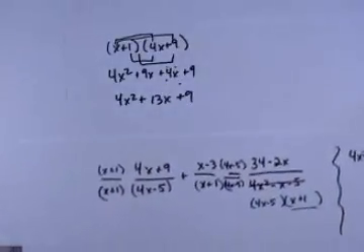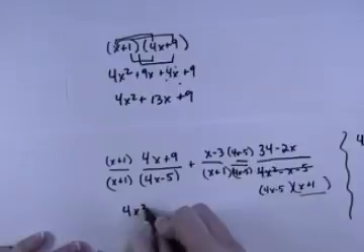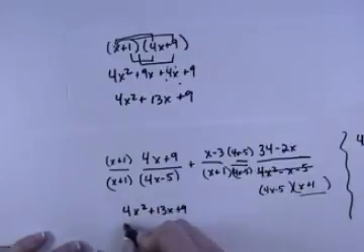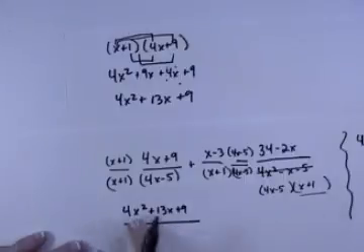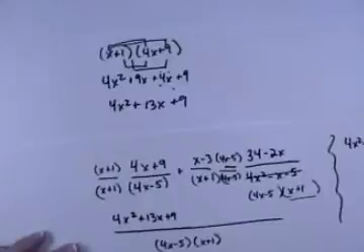Okay, so that's our new numerator for this first term. So I'm going to rewrite it here: 4x squared plus 13x plus 9 over, and we know the common denominator already. The common denominator is 4x minus 5, x plus 1. And I'm not going to multiply that out quite yet.